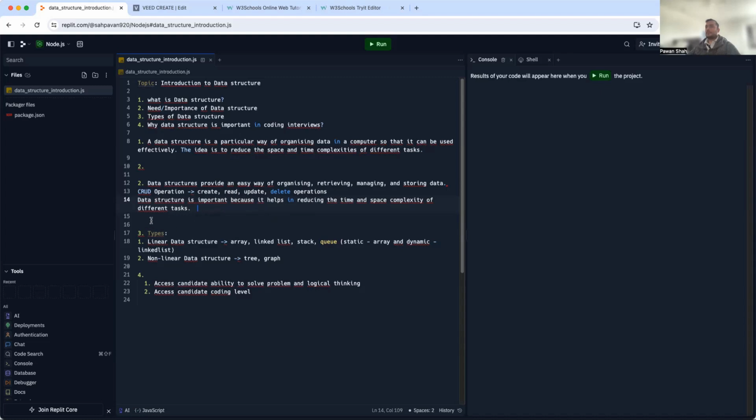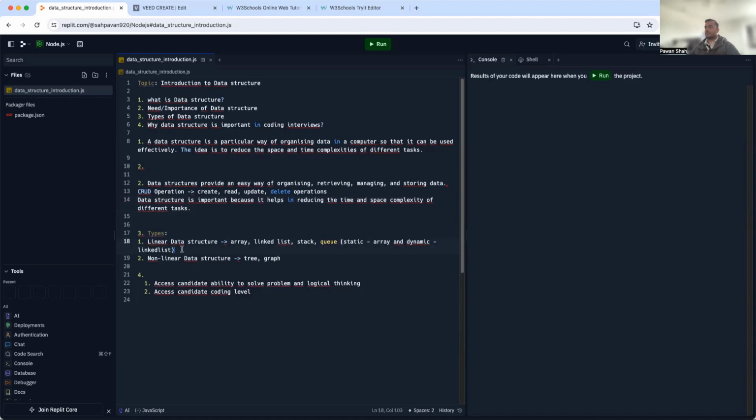Now types of data structure. Data structure can be divided into two types: linear data structure and non-linear data structure. In linear data structure, you will see examples like array, linked list, stack, and queue. Linear data structure is further divided into static and dynamic data structure. In the static, you'll see an array, and in dynamic, you'll see a linked list.